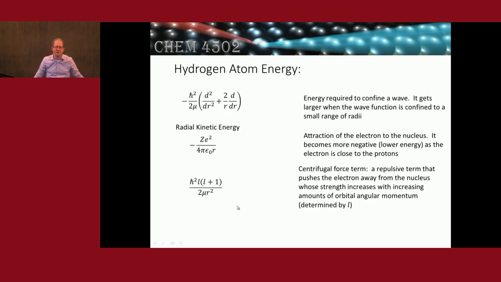Okay, so let's take a look at this a little bit better here. Right? So we have radial kinetic energy is the energy required to confine the wave. And it gets larger when the wave function is confined to a small range of radii. So the closer the electron gets to the nucleus, the larger the radial kinetic energy is going to get.